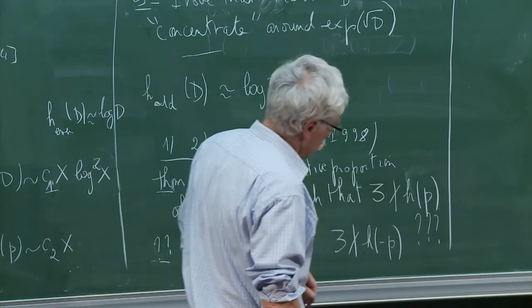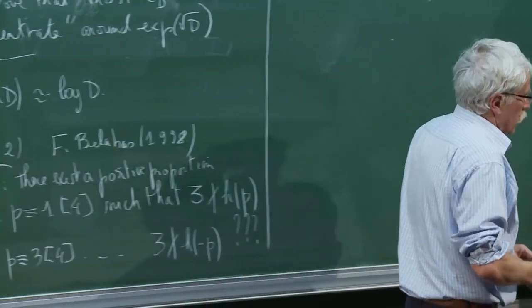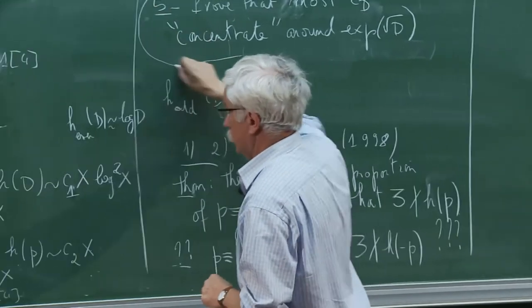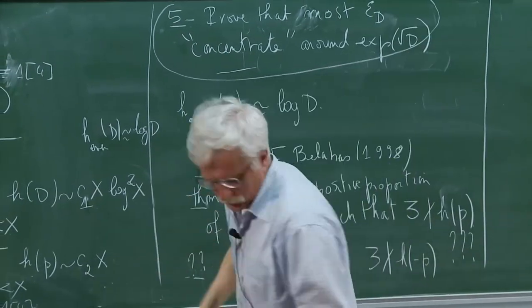So the idea is about the number of, there is a difference, we will see it with Davenport-Heilbronn, about the number of elements in the three parts. So now about this one. Yes, so I have a result about this one.